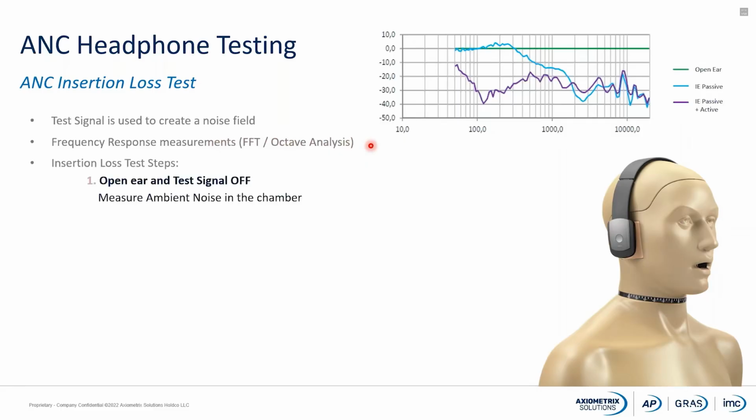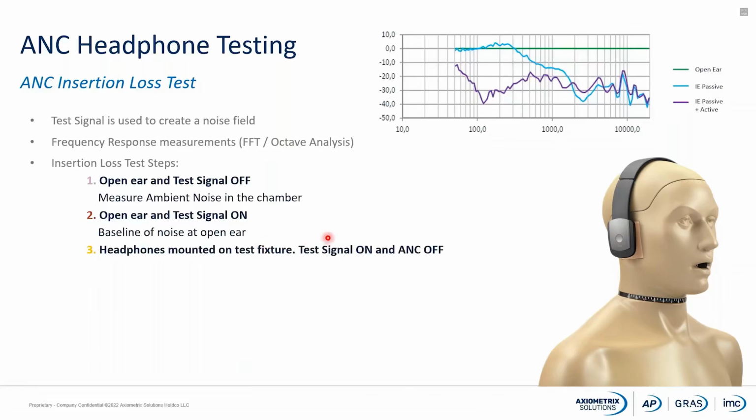So the test is divided into different steps. The first step would be to place the head and torso simulator in the center of our testing room. We're going to be measuring the ambient noise of our room with the test signal turned off. The next step would be turning on the test signal without placing the device under test, our headphones, on the head and torso simulator to measure the baseline noise with the open ear.